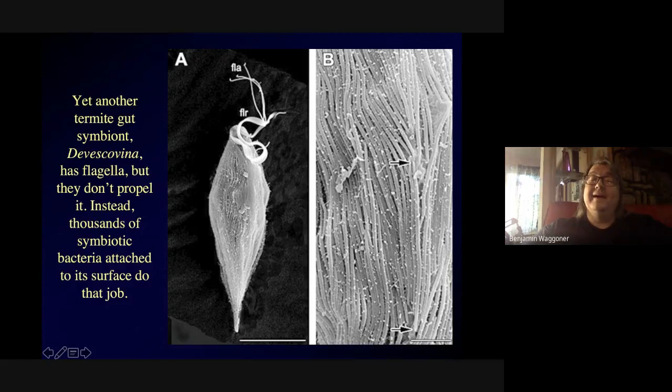Deltaspirilla has flagella, looks a little bit like a Trichomonas, but the flagella don't actually beat. What enables it to swim is thousands of symbiotic bacteria that are stuck on its surface. So it's a little bit like powering an airplane by gluing a million houseflies to it. I'm not entirely sure that would work in real life, but that's what it does.